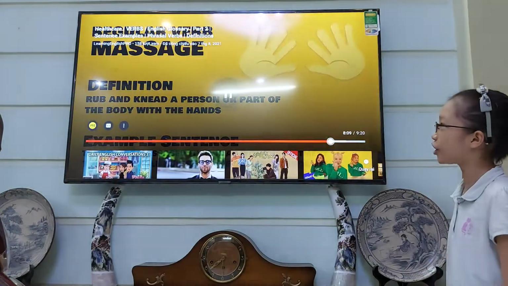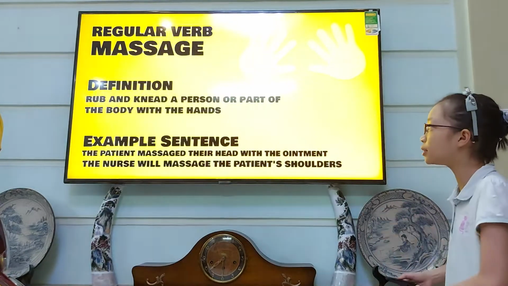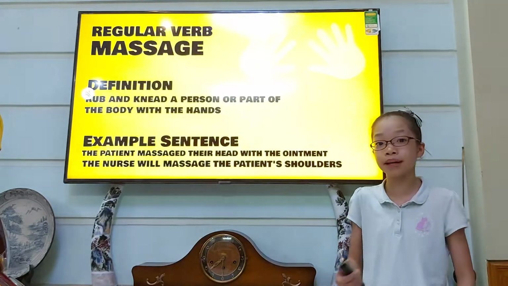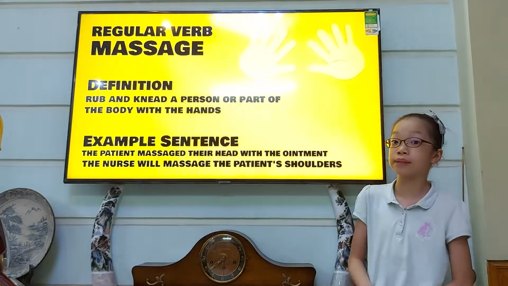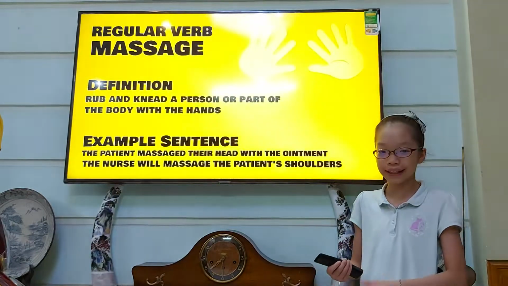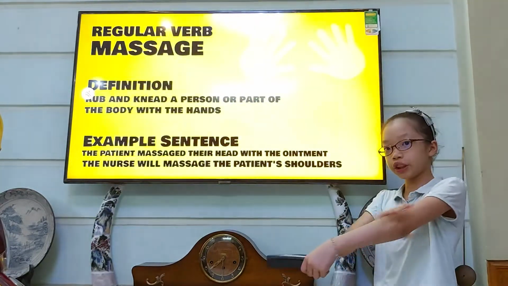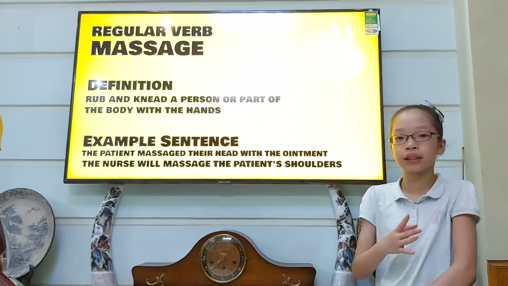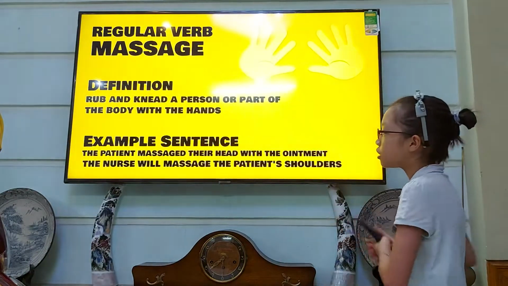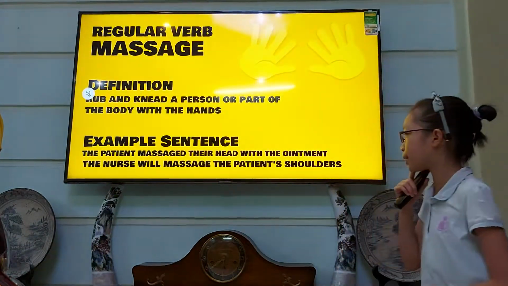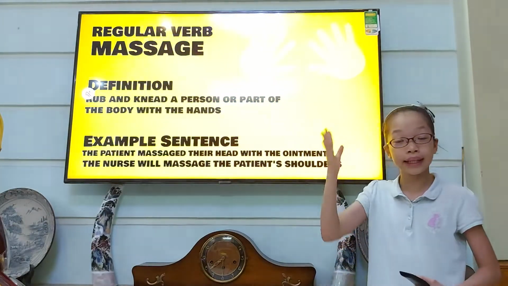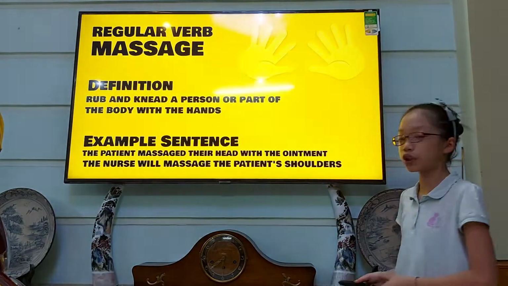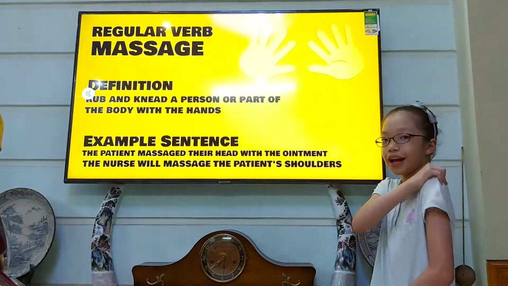We have the word massage. Massage is to rub and knead a person or part of the body with the hands. Some people in Vietnamese might call it by a different pronunciation, but in English it is massage. Massage seems really posh, right? So like this is massage, you're trying to massage yourself. And it's really cool. Or you can even go to a spa and the person in that spa will massage you. So the nurse will massage your head with the ointment. You will put the ointment on your head and then massage your head. The nurse will massage the patient's shoulders. Yeah, really cool.